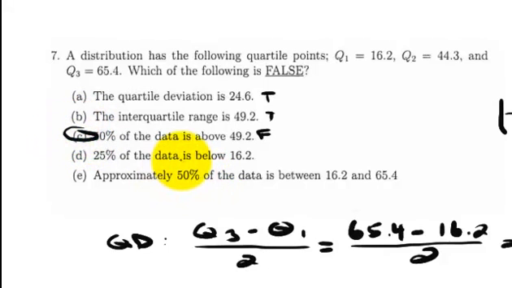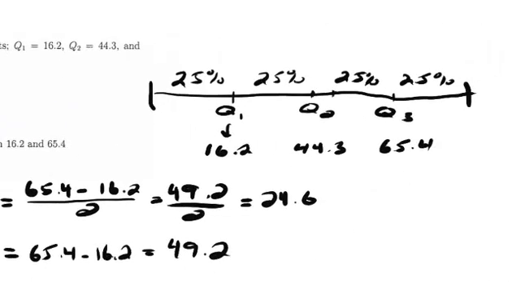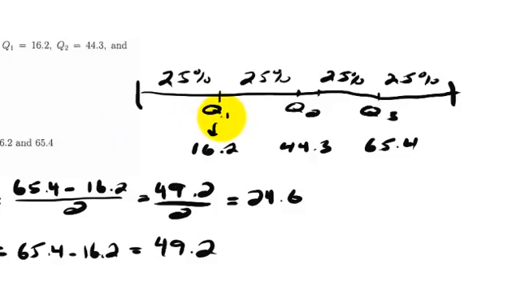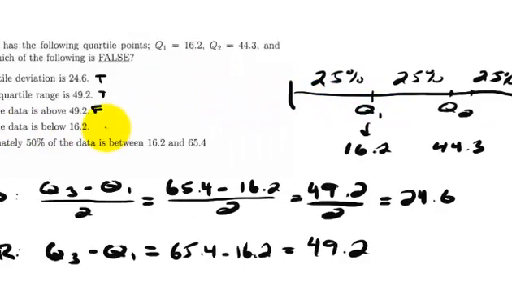Now let's just double check. Let's see how what D and E are. 25% of the data is below 16.2. So if you go back here, here's 16.2. 25% of the data is below it. Well, that's exactly what this says right here. So that one's true.